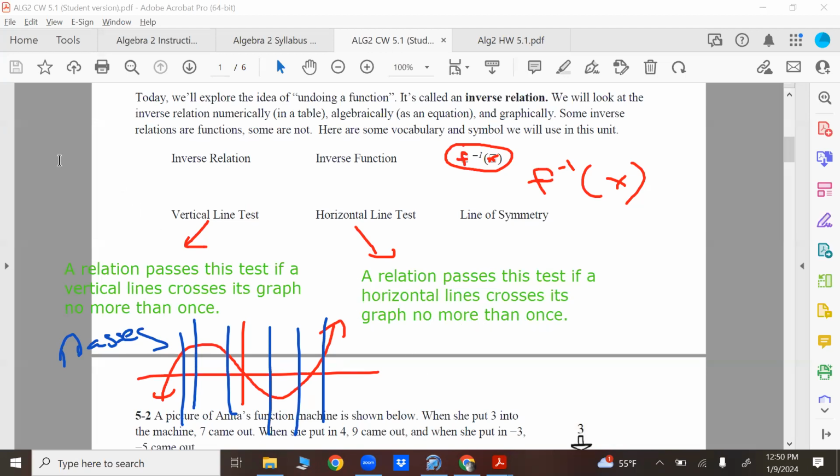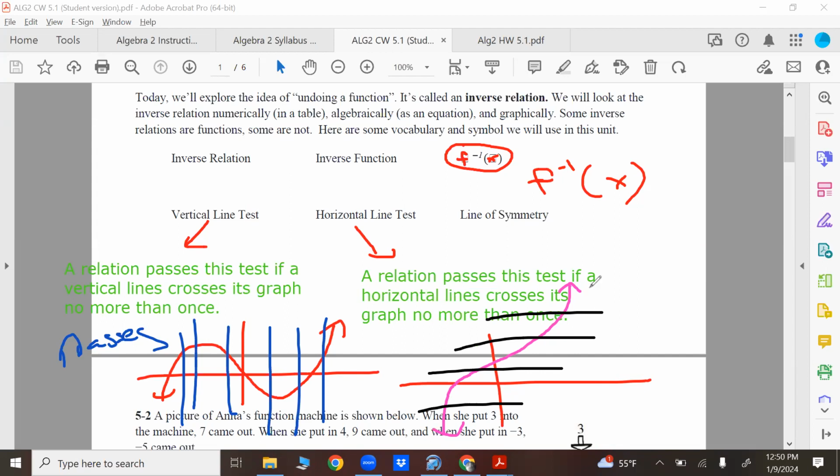So what if I drew, say, something that looks like this? And say I drew a bunch of horizontal lines. Does this pass the horizontal line test? Yep, this passes as well. However, would it pass this one here? The first one up, it would fail that one.